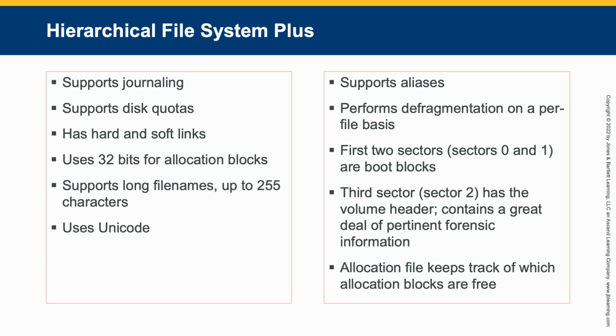Hierarchical file system plus: supports journaling, has hard and soft links, uses 32 bits for allocating blocks, supports long file names up to 255 characters, uses Unicode, supports aliases, and performs defragmentation on a per file basis. First two sectors, sector 0 and 1, are boot blocks. Third sector has the volume header, which contains a great deal of pertinent forensic information. The allocation file keeps track of which allocation blocks are free.